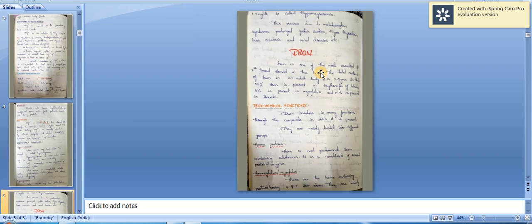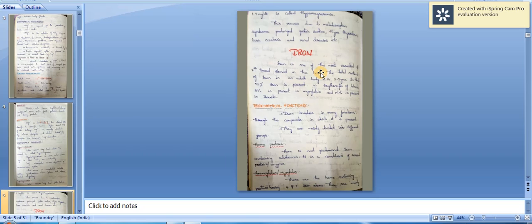The total content of iron in an adult body is 3.3 to 5 grams. Of that, 70% of iron is present in erythrocytes of blood, 5% is present in myoglobin, and 15% is present in ferritin. Next, coming to biochemical functions.